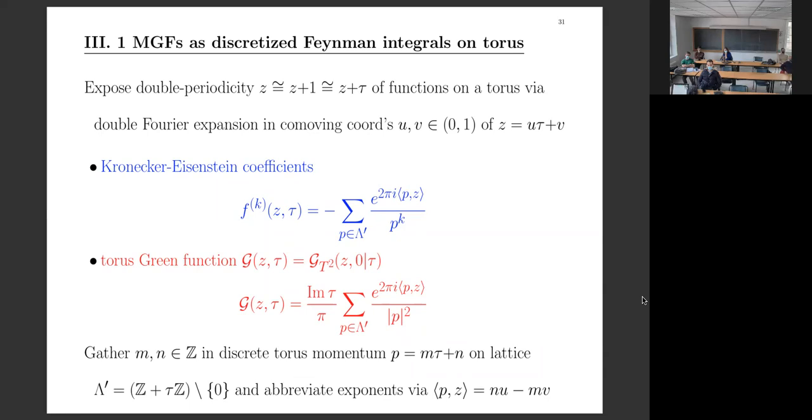So for these two integers m and n entangled with the modular parameter tau, and these plane waves from before, the e to the 2 pi i (integer u, integer v), they will be identified with the Lorentzian inner product of the momentum p on the torus and the coordinate z on the torus. So here is a compact momentum space notation for the double Fourier expansions.